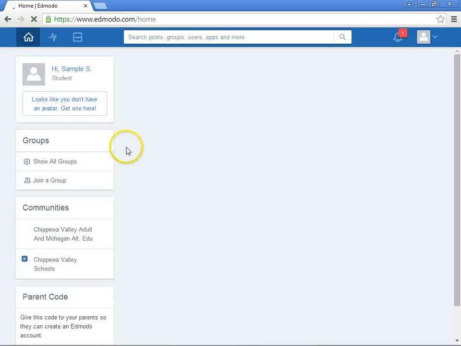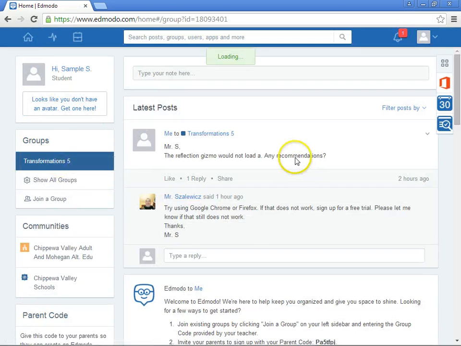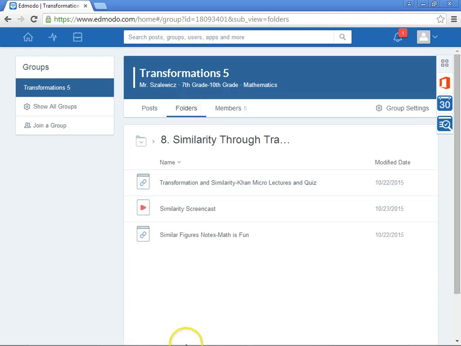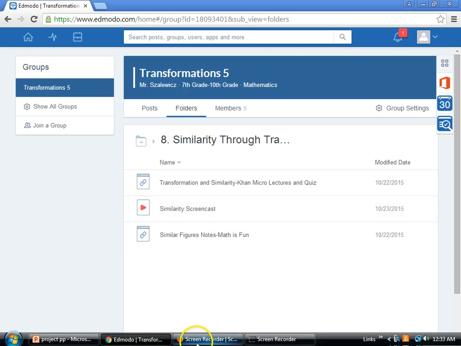Our group is transformations number 5, and we're going to open up our folder on similarity. And you can see our screencast is listed right there. That's what we're taking part in right now.